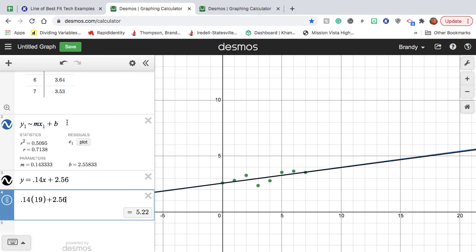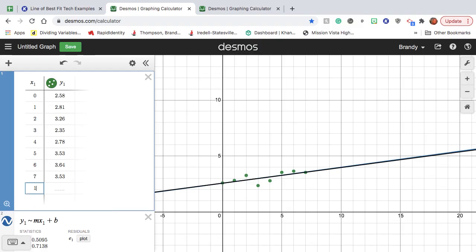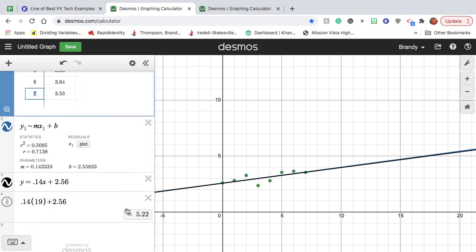So for this, it will allow us to add a spot in the table and do 19 here. It won't give us anything because we do not have our equation up here. So don't try to add it to the table to get it to work. You're going to have to use your equation and then plug it in and find the value.